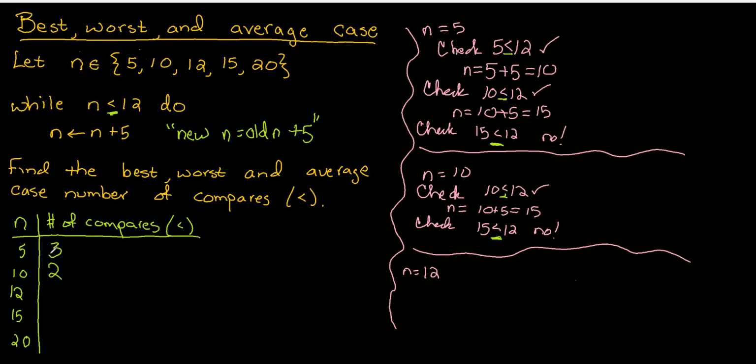And now let's check when n is 12. I'm going to check if 12 is less than 12. And that's not true. So I don't even enter into that loop. I'm done. And I only had 1 compare in this case. And the same would be true if we ran through this for 15 and 20.